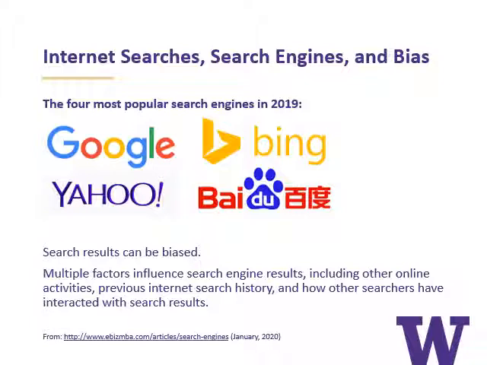other popular search engines. An important consideration for using search engines for your research question is that search results can be biased. Multiple factors influence search engine results, including other online activities, previous internet search history, and how other searchers have interacted with search results. Search engines can be great tools for finding information, but be sure to understand that the results you receive are not displayed in order of authority or factual accuracy, but by the search engine algorithm.